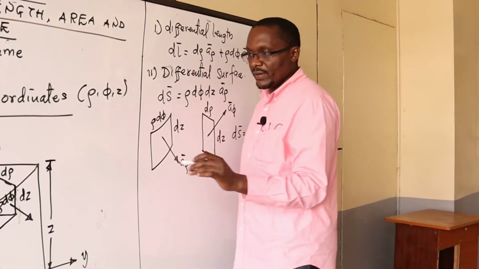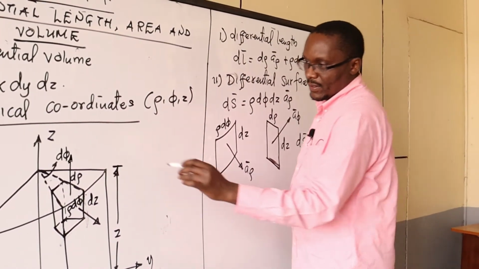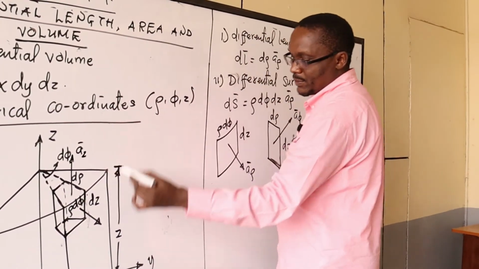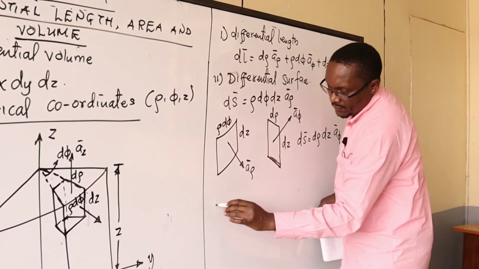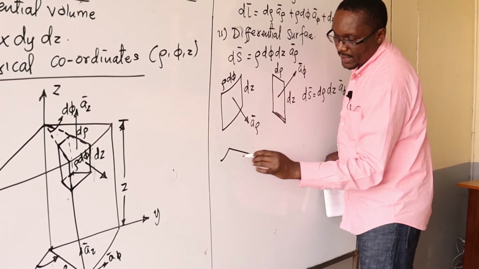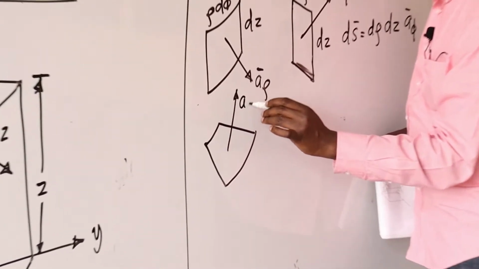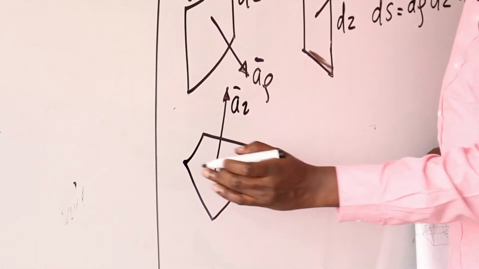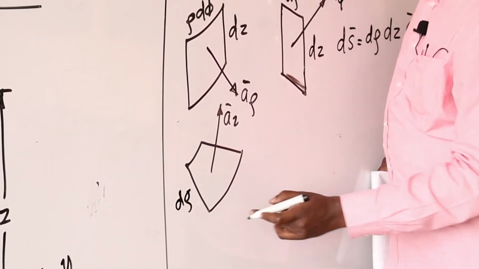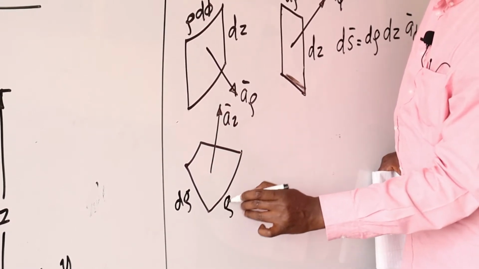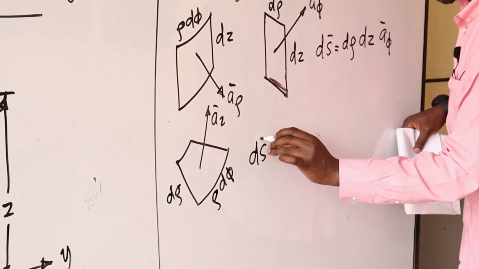Then finally, we have our final surface that is in the z direction, which is now the top. This top is what is in the a z direction. It is parallel to this. Again, if we are to draw that, we have this section there, and this is the particular surface in the a z direction. So the length from here to here, or from here to here, is d rho, and the particular curve that we have must be rho d phi.